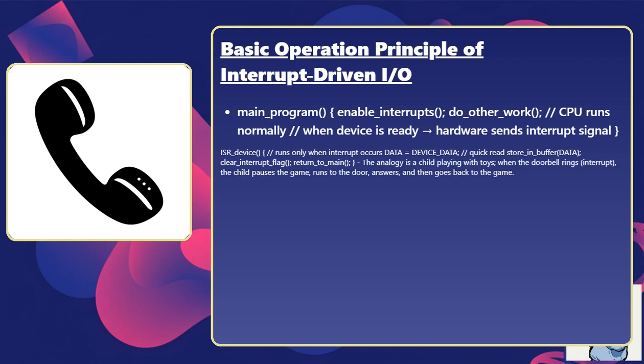The analogy is a child playing with toys. When the doorbell rings, interrupt, the child pauses the game, runs to the door, answers, and then goes back to the game. Hardware must be able to generate an interrupt request line and a controller like the 8259 PIC or the APIC in modern CPUs to route that request to the right CPU core.